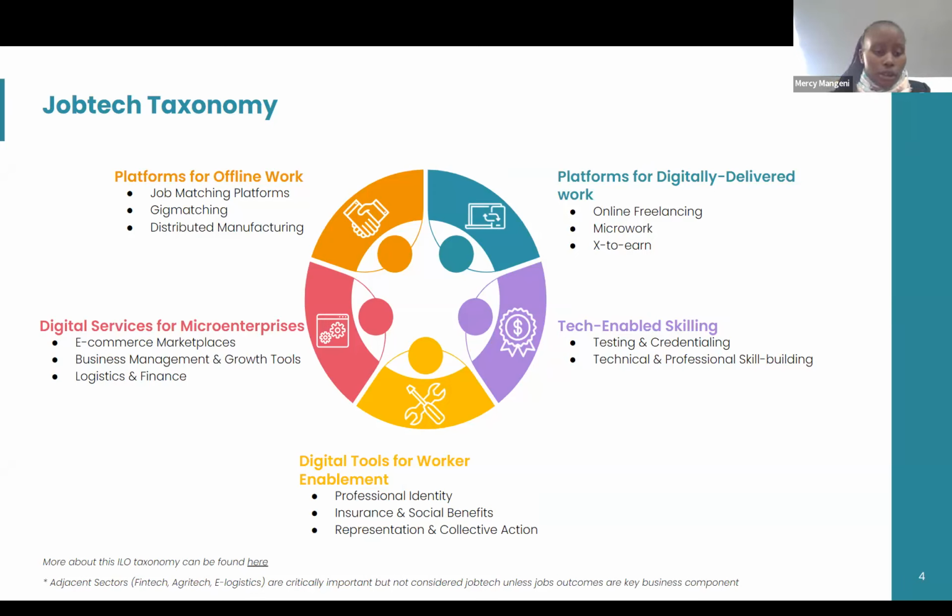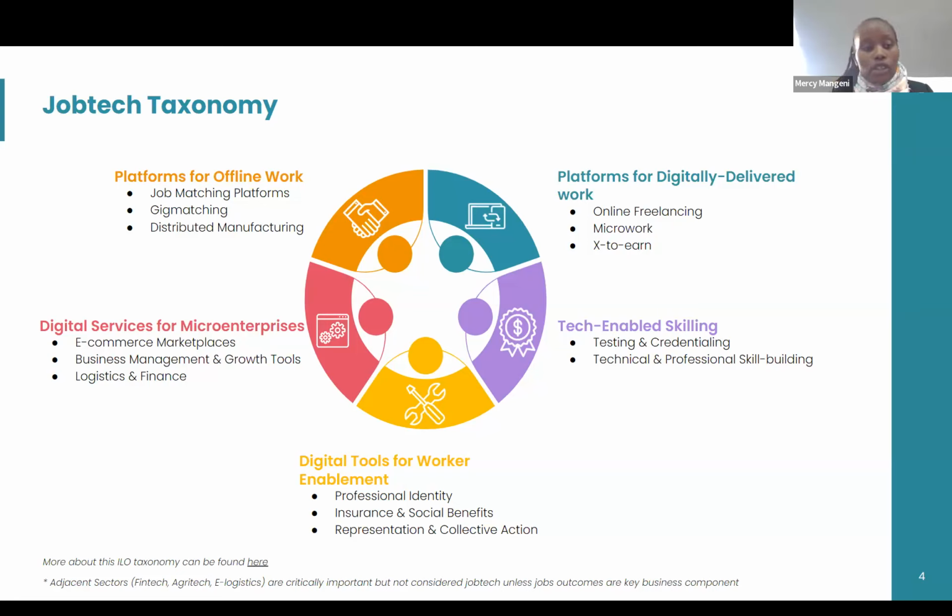Then you have your digital services for micro enterprises. So basically, these are platforms that help increase the efficiencies of different businesses and optimize their operations. So these are e-commerce marketplaces, business management tools, among others.